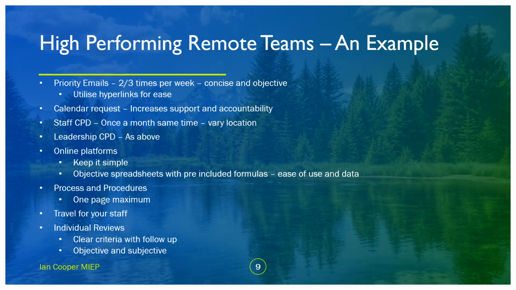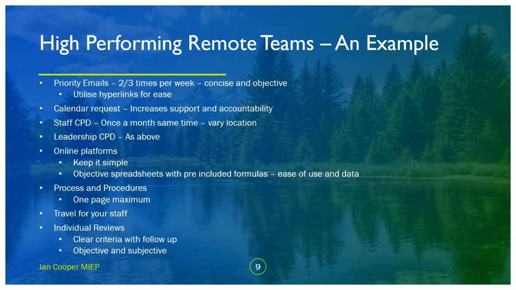Process and procedures. I talked about it earlier: 1 page maximum. That's all it needs to be, 1 page maximum of bullet points, because we talked about miscommunication. What you want to do is limit that as much as you possibly can. And where possible, link it to a video that you've done for your staff. So you're working on learning styles: a visual learning style, a written learning style, and I suppose a little bit kinesthetically as well.